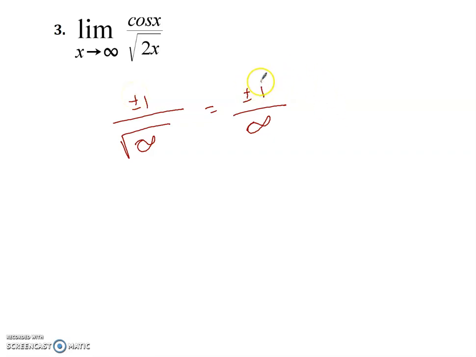So on this one, whether it's positive or negative 1, since I'm dividing by infinity, that's going to give me 0 either way. So this limit is going to be 0.